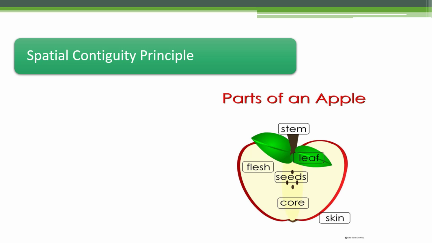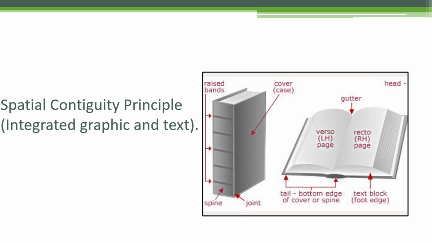Spatial contiguity principle. In multimedia design, text that is located near the static graphic or animation promotes deeper learning. This is considered the spatial contiguity principle. The spatial contiguity principle works well as a cognitive load reducing method.